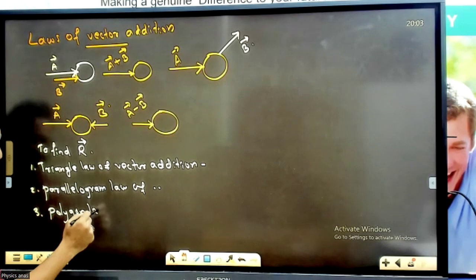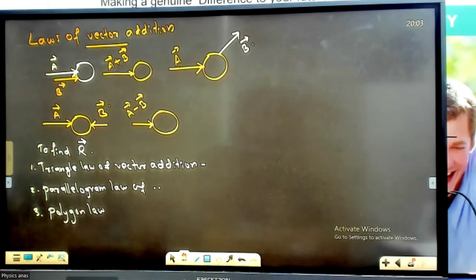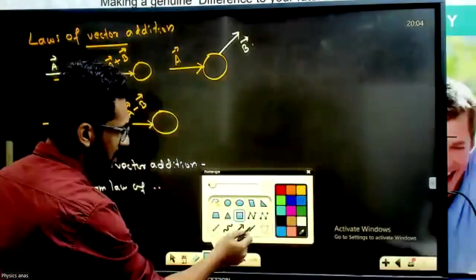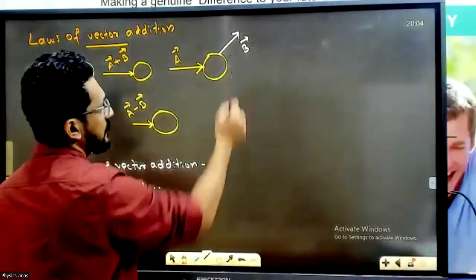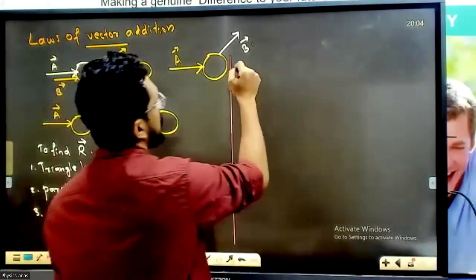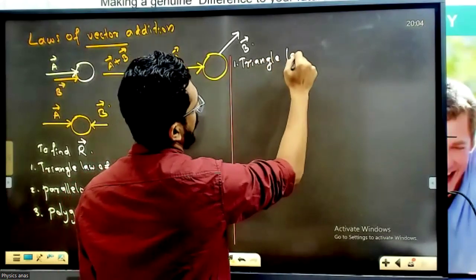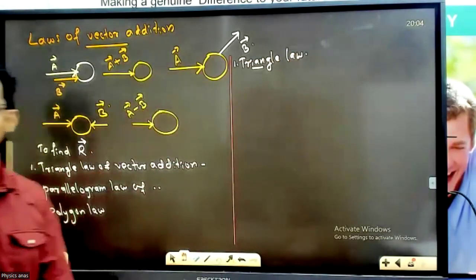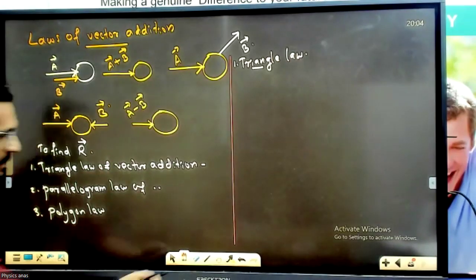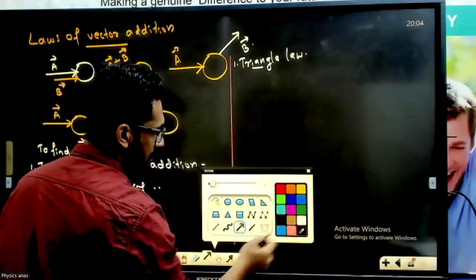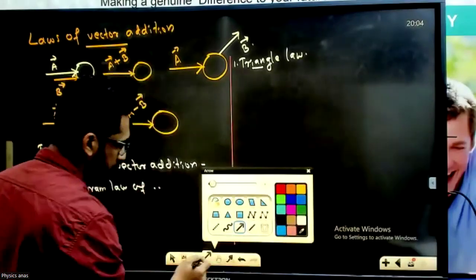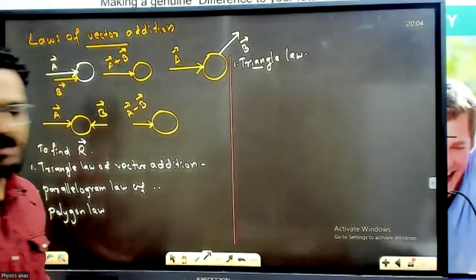Polygon law of vector addition. These are very simple, very simple to understand, actually. I will show that. First, triangle law. Triangle law of vector addition. Very simple. Let me show you. I'm taking two vectors.